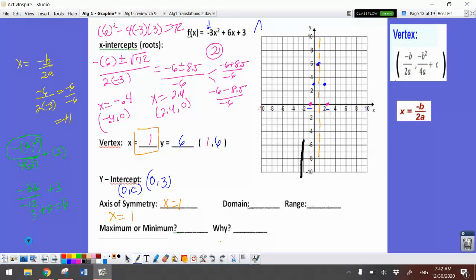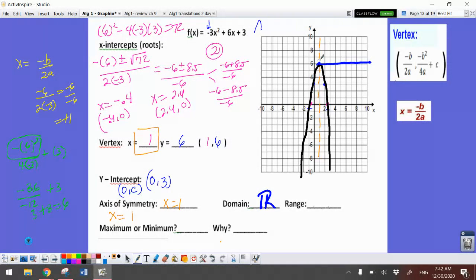I can sketch my graph because I have all the points that I'm going to have on there, okay? And then from there, I can do my domain and range. So I know domain is real numbers because it's not a word problem.